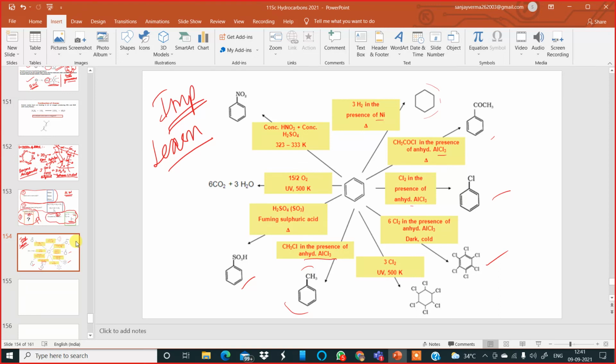nevertheless, this one is combustion, that is, oxidation. This part which you see is the oxidation of benzene. In the presence of UV light, at a certain temperature, in the presence of oxygen, it burns with a sooty flame to give carbon dioxide and water. So with this we come to the end of this chapter.